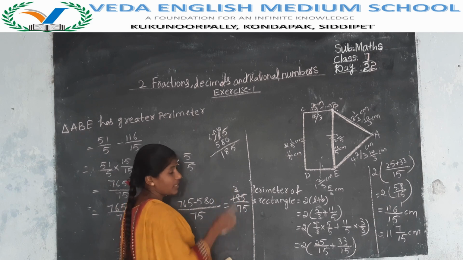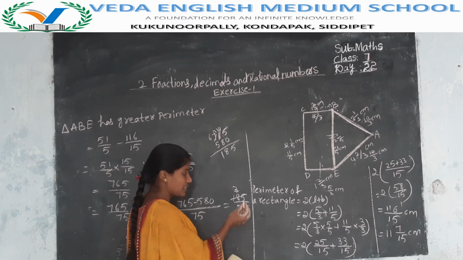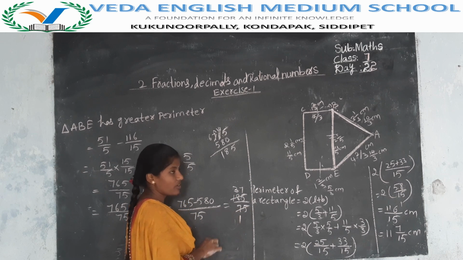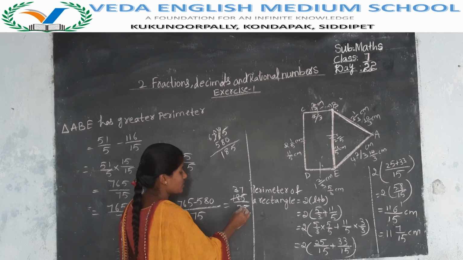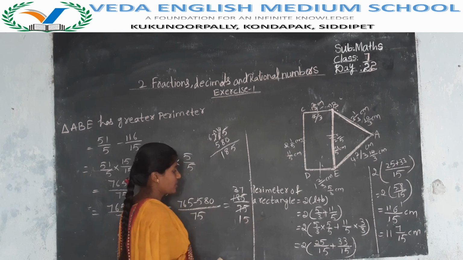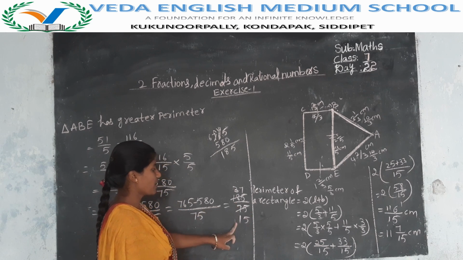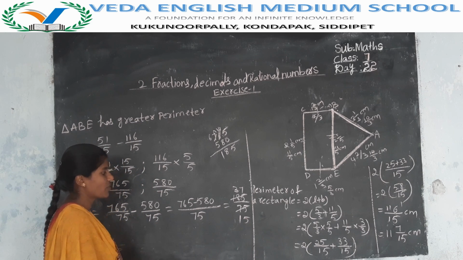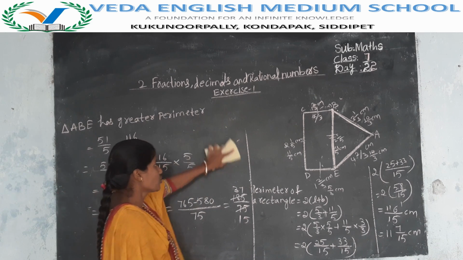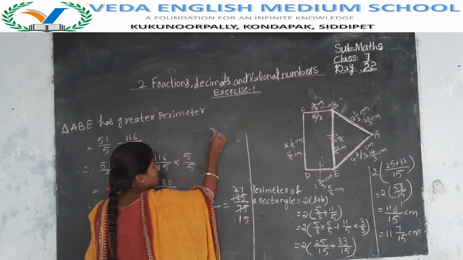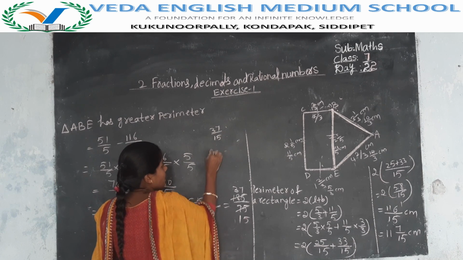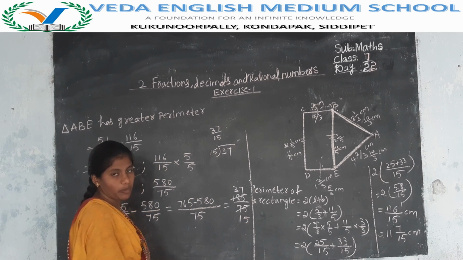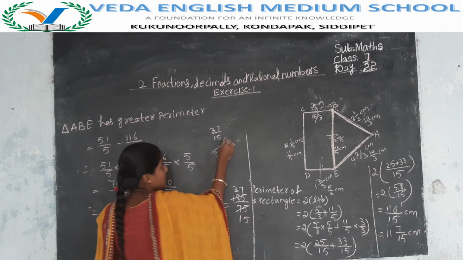5 3s are 15. Out of 18, 15 has completed, 3 remains. That is 5 7s are 35. 5 ones are 5. Out of 7, 5 has completed, 2 remains. 5 5s are 25. Now it is 37 by 15, an improper fraction. Now we will convert this improper fraction to a mixed fraction. How to convert? By division. Now 37 by 15. In the 15 table 37 is not possible, so 15 2s are 30.